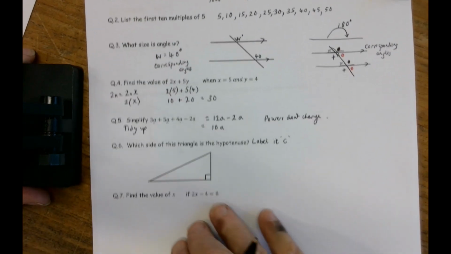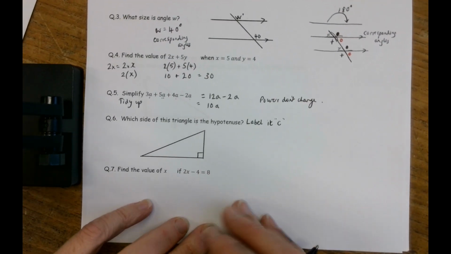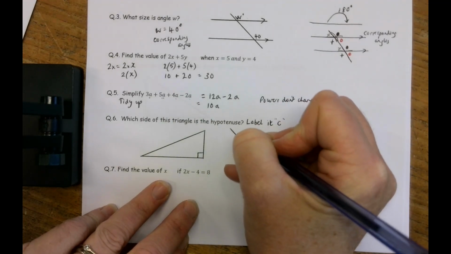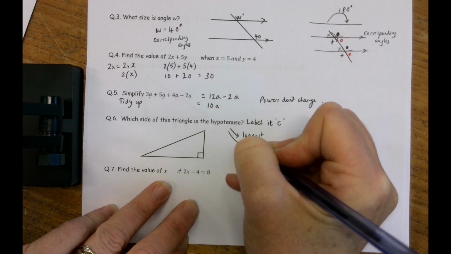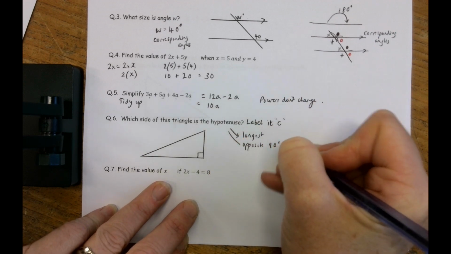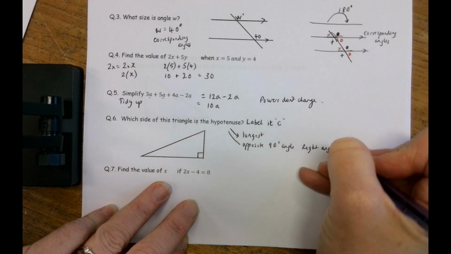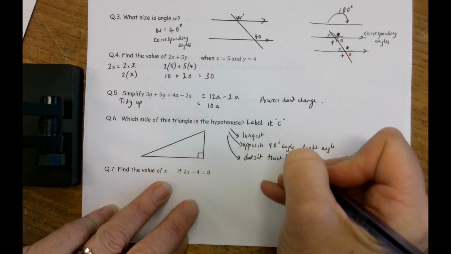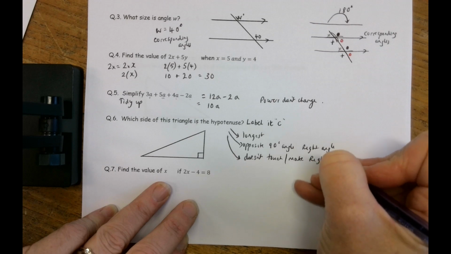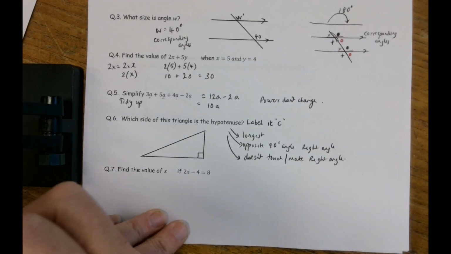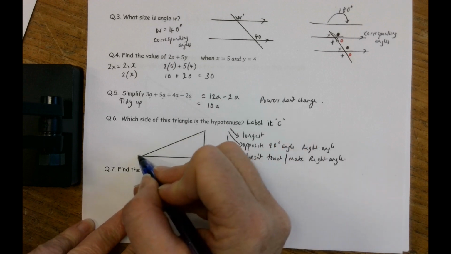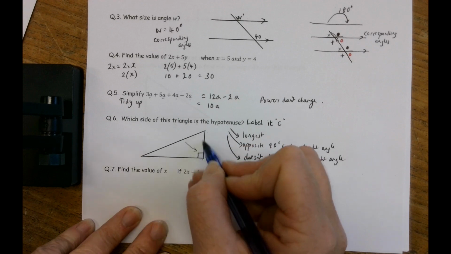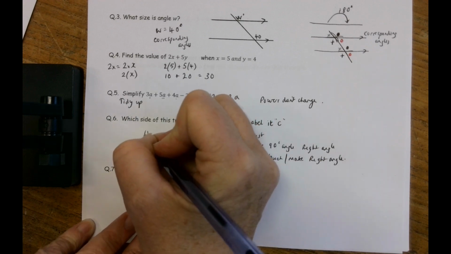The powers don't change. Which side of this triangle is the hypotenuse? Remember, the hypotenuse is the side of the triangle that's longest. It's opposite the 90-degree angle, or the right angle, and it doesn't touch or make the right angle. You choose whichever of those makes most sense to you. So here is the hypotenuse. It's the longest side. It's opposite the right angle. And notice it doesn't make the right angle at all. The right angle is made by these two lines. So this is the hypotenuse.